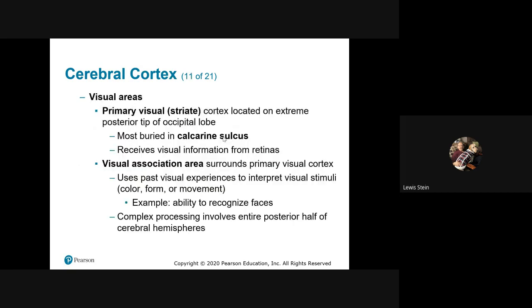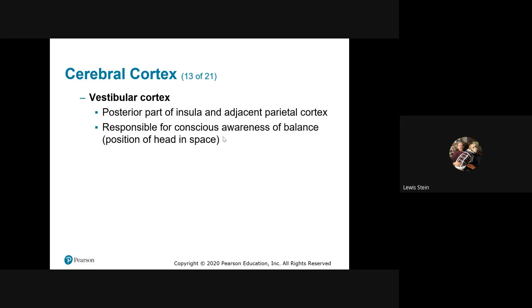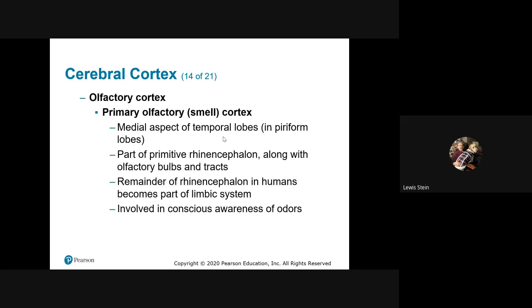And then vision is very complicated. I don't spend a lot of time other than to tell you it's in this occipital lobe area. And the same thing with sound is mostly in the temporal lobe. And balance and hearing go in together. Balance is even a little bit more primitive, so that insula, which is very primitive, plays a role in this, and it's really about your head position in space.